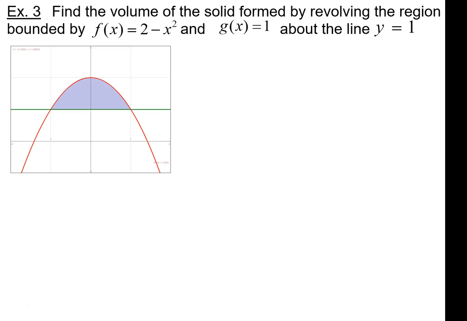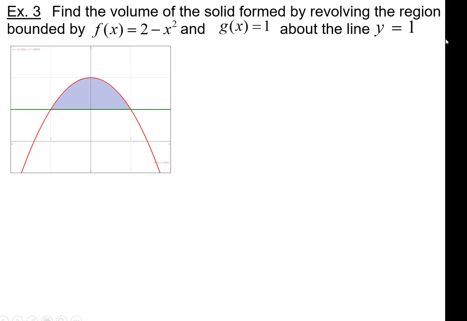Okay, let's give this one a try. Find the volume of the solid formed by revolving the region bounded by the function f of x equals 2 minus x squared. So we know that's a parabola that opens down and shifted up 2 units. And the line g of x equals 1. So that's just the horizontal line through y equals 1. And we want to rotate it about the line y equals 1.